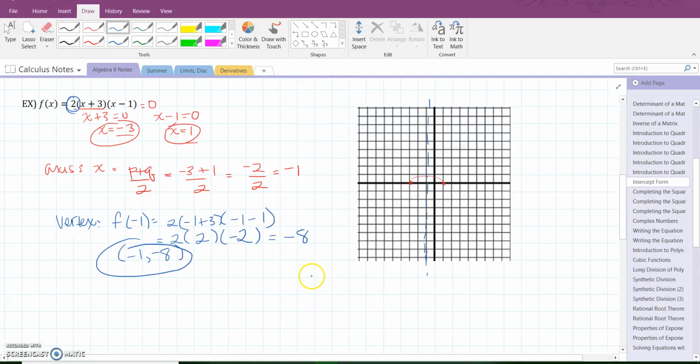Get that jotted down, and then let's plot it. So at negative 1, 1, 2, 3, 4, 5, 6, 7, 8. And now I have 3 points. Now I have 3 points, I can graph a parabola.